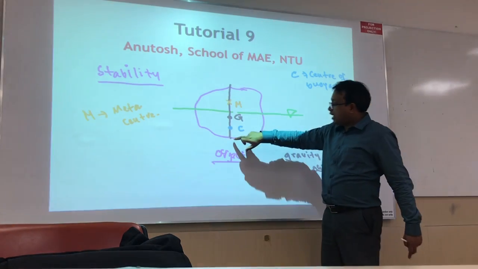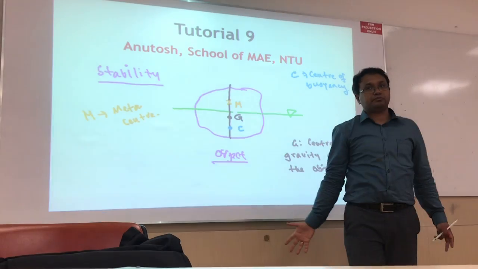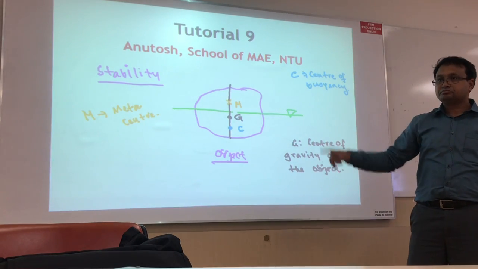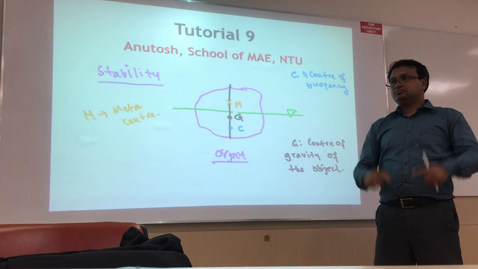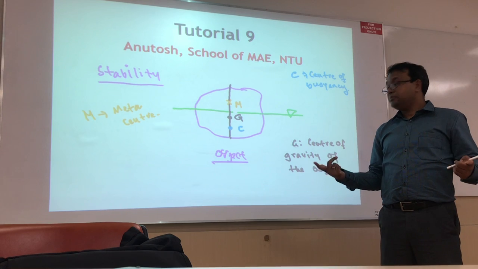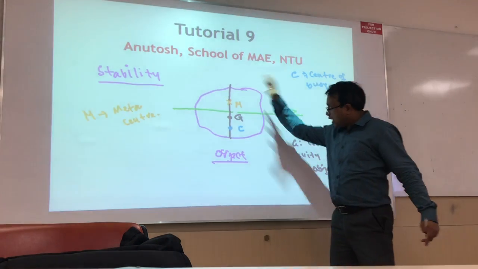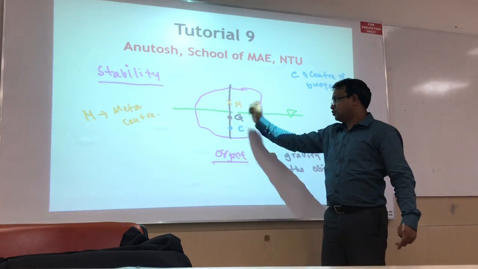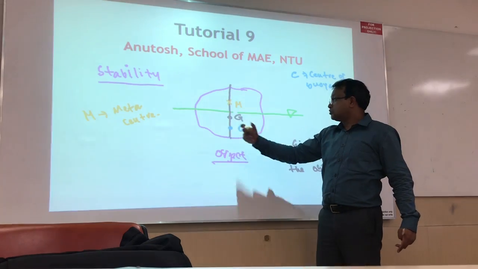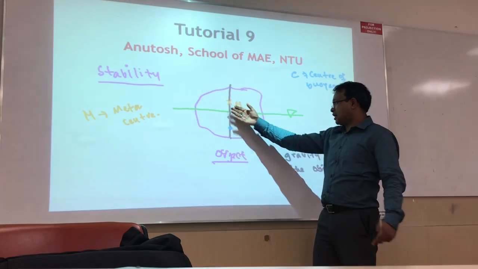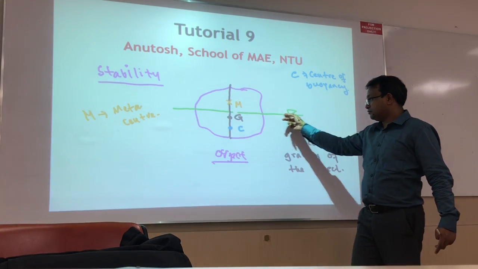Okay, I draw one line. So this indicates any object. And this object may be a different shape. Okay? It may be a rectangular shape, it may be a cube, it may be a triangular shape, or it may be a circular shape. Anything, right? So I assume this is an object. So this indicates the center of gravity of this object, right? So I put here the center of gravity because I put the object on water. So this is the water line.